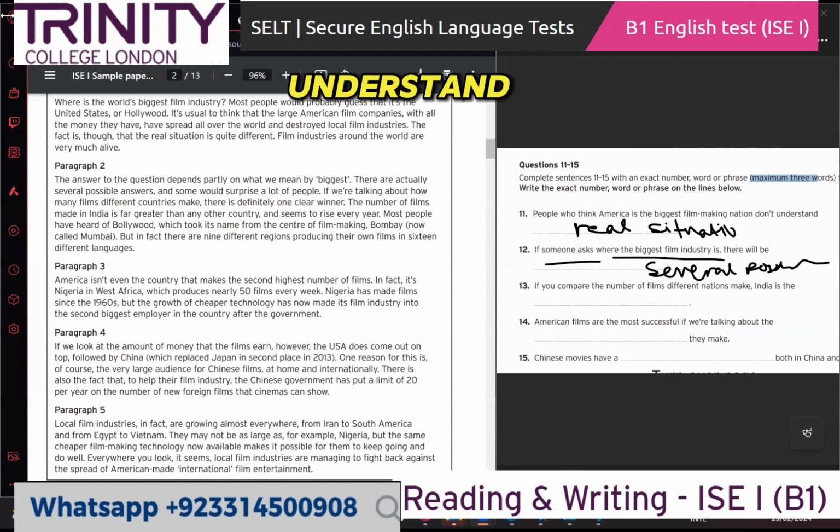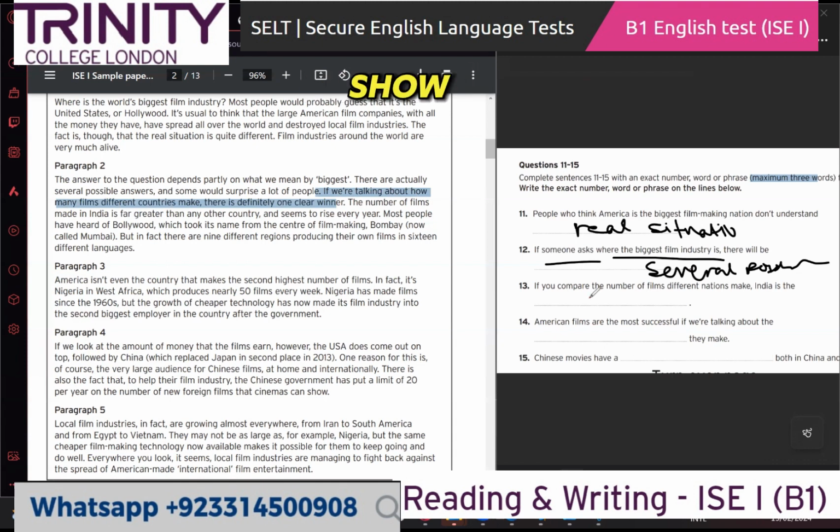Sir, why can't you understand? It's in paragraph number 2. When we compare the number of different films different nations make, India is the winner. If you're talking about how many films different countries make, there is definitely one clear winner. That's India. The number of films made in India is far greater than any other country, and it seems to be rising every year. It's in the third paragraph, so that's why you also have to look for your keywords.